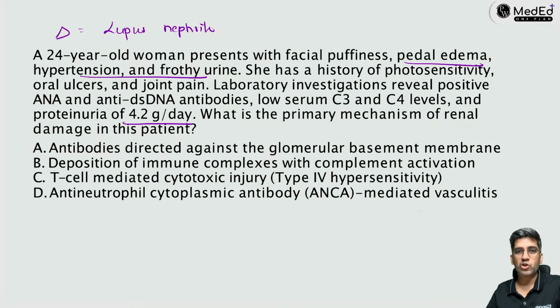Option A, B, C, or D? We know lupus, right? Why no takers? What's the mechanism of action for lupus nephritis? A, B, C, or D?